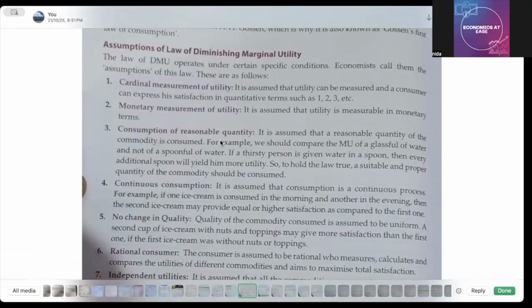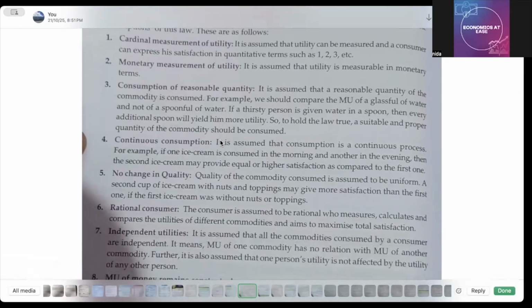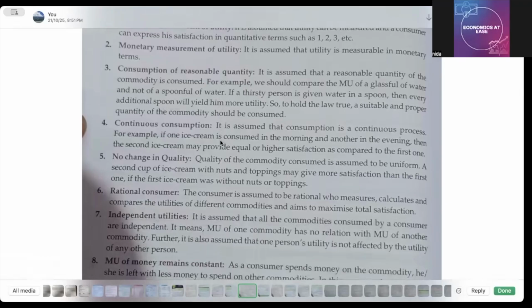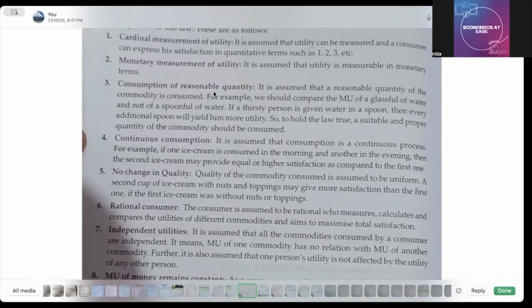Now the first one is the cardinal measurement of utility. It means that satisfaction can be measured in numbers, 1, 2, 3, any way. Monetary measurement of utility means it can also be measured in terms of money. How much money a person is willing to pay for a product shows how much satisfaction it gives. Then, in simple language, consumption of reasonable quantity. It means the quantity should be reasonable, not too small or too large.